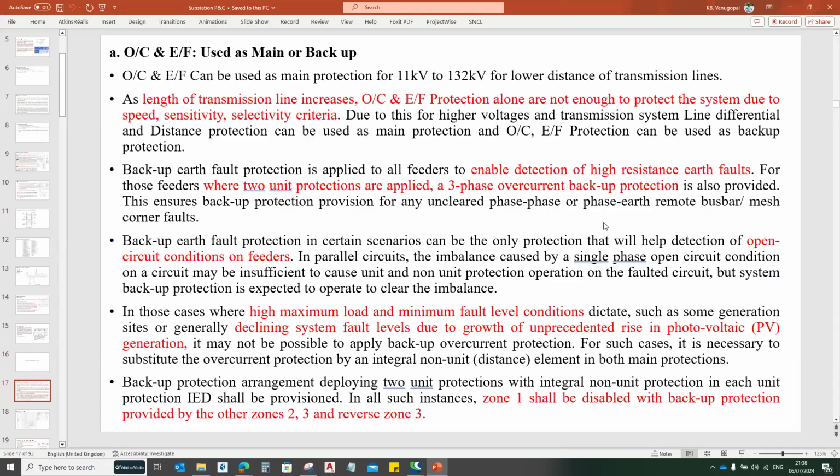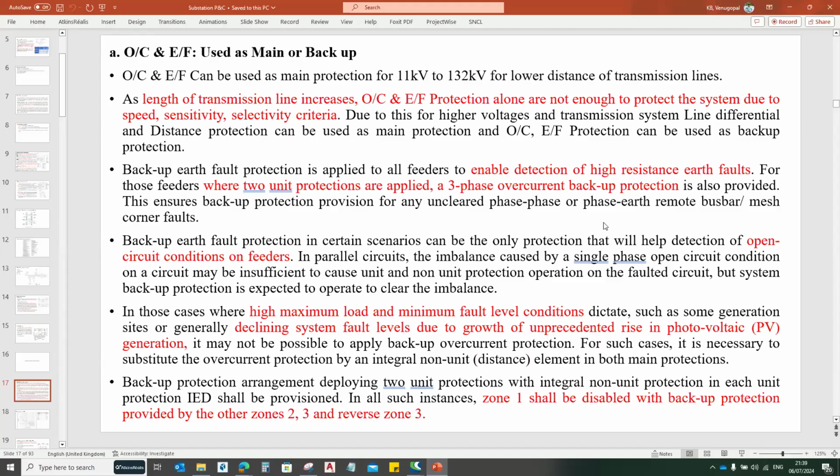Now, as I discussed earlier, for 11 kV and 415 volts, overcurrent and earth fault protections can be used as main protections, and that too when we have a shorter transmission line. As the length of the transmission line increases, overcurrent and earth fault protection alone are not enough to protect the system due to speed, sensitivity and selectivity criteria. Due to this, for higher voltages and transmission systems, line differential and distance protection can be used as main protection, and overcurrent and earth fault protection can be used as backup protection.